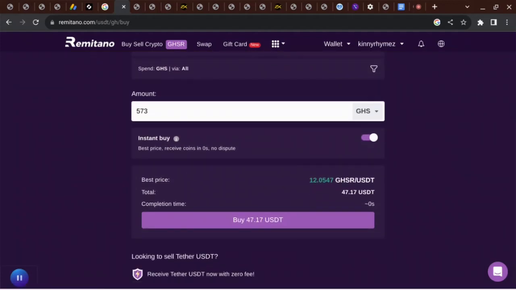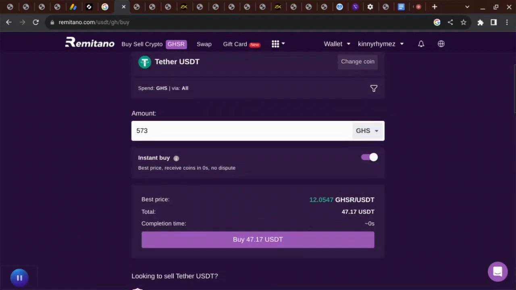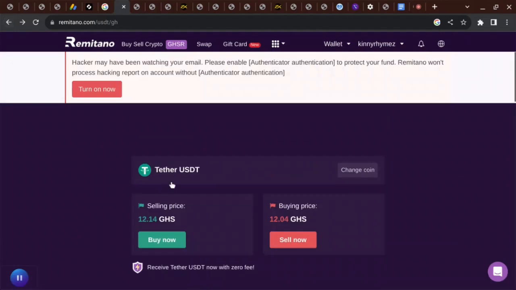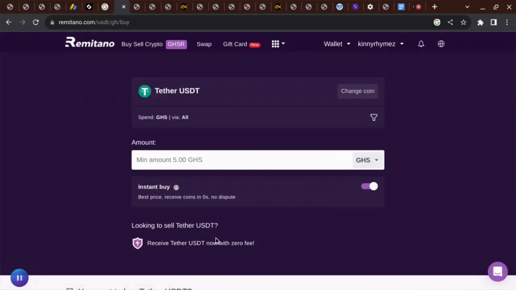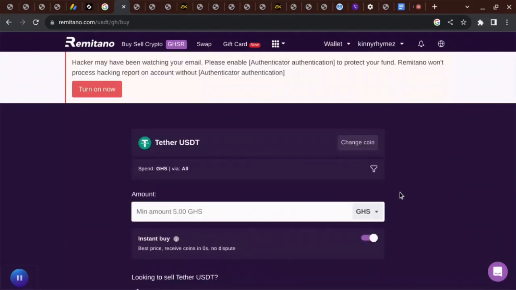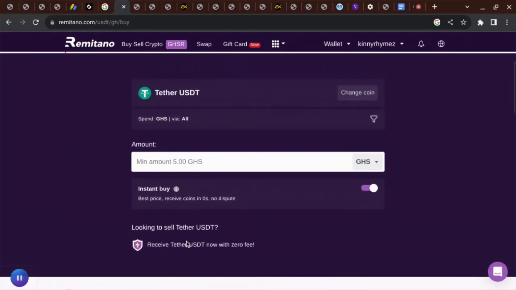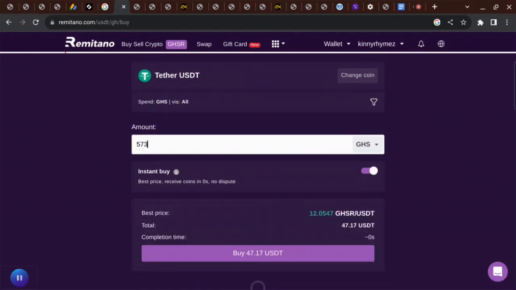And let me show you some secret thing. You see that right now the rate is 12.14. Check this thing. If I click on buy now, it will try and find a very cheap rate for me. So let's say I want to invest 573. You see, this is the best price rate.